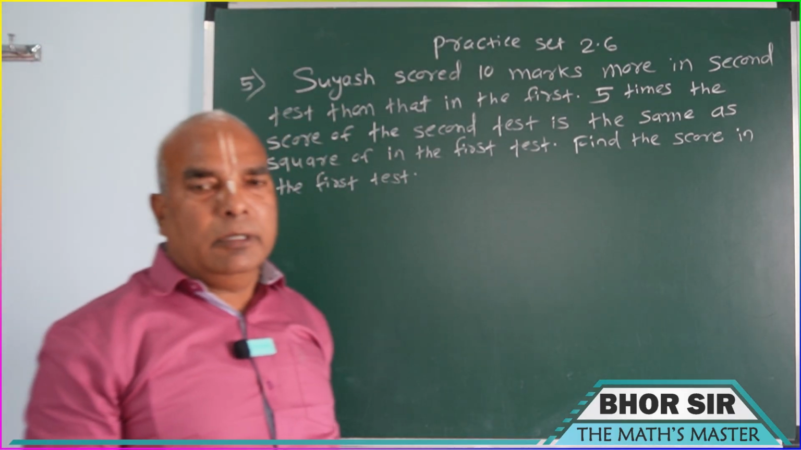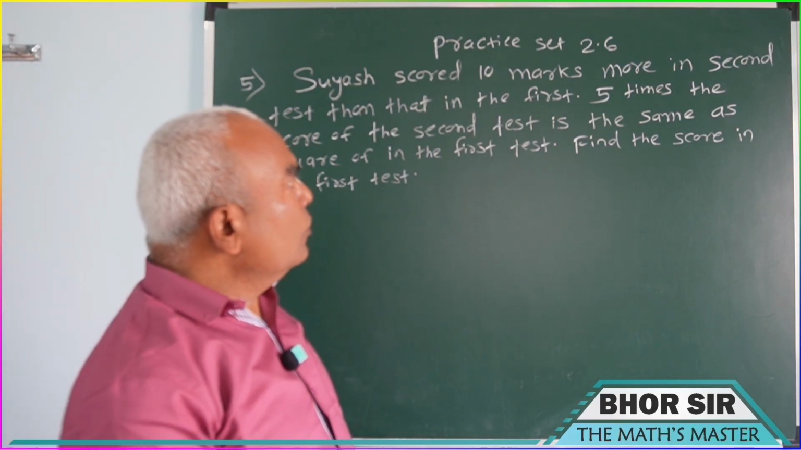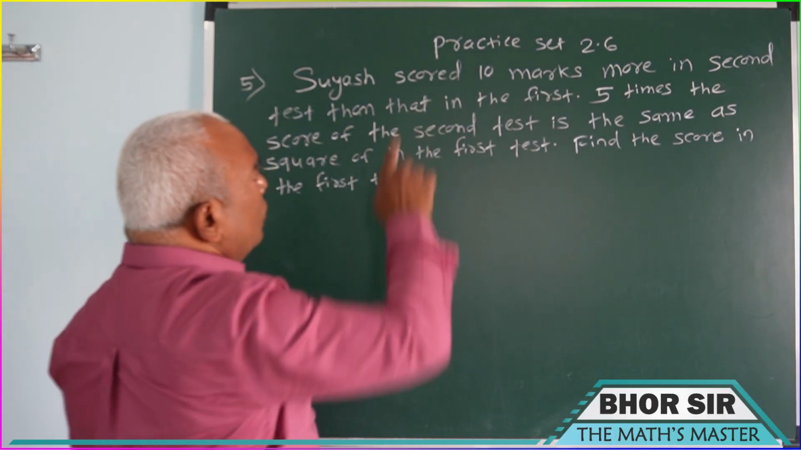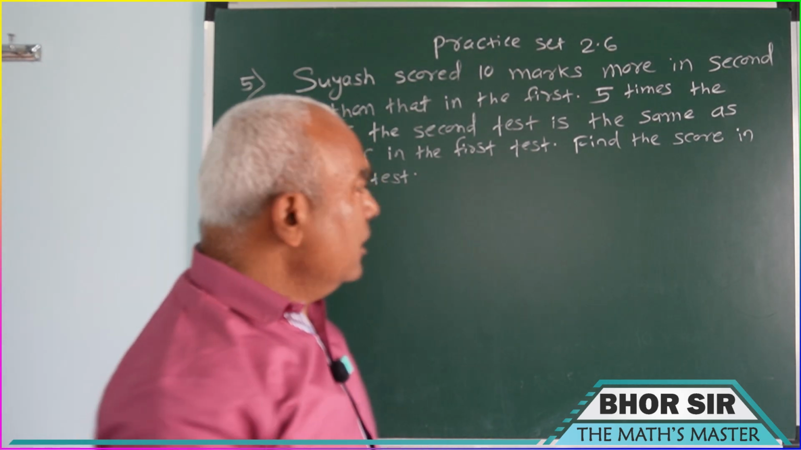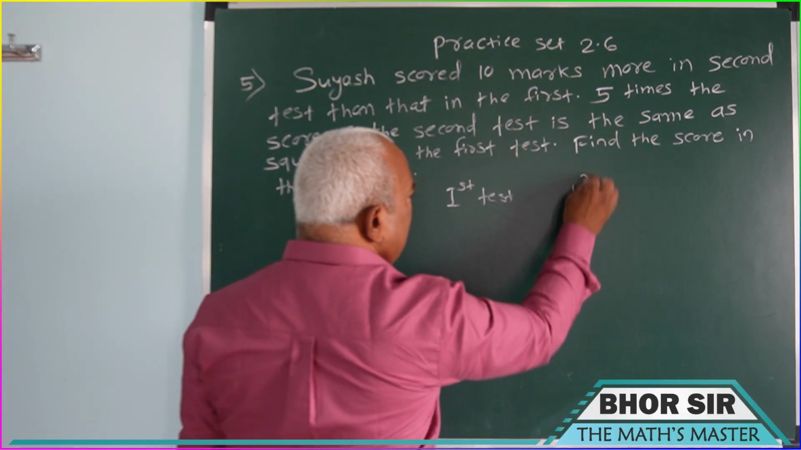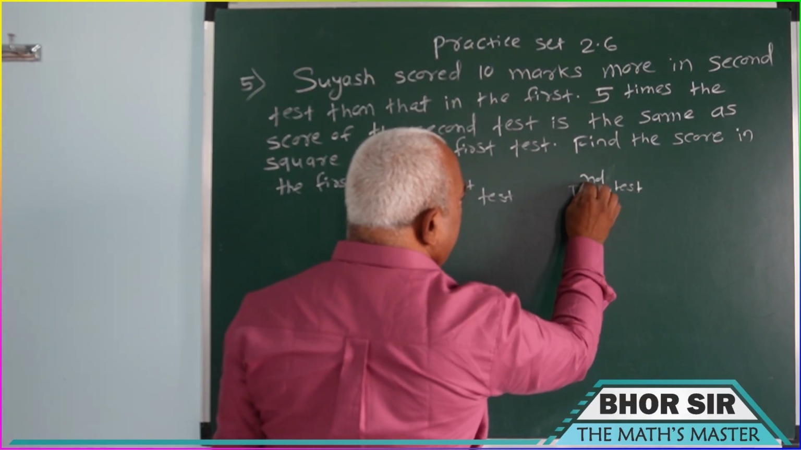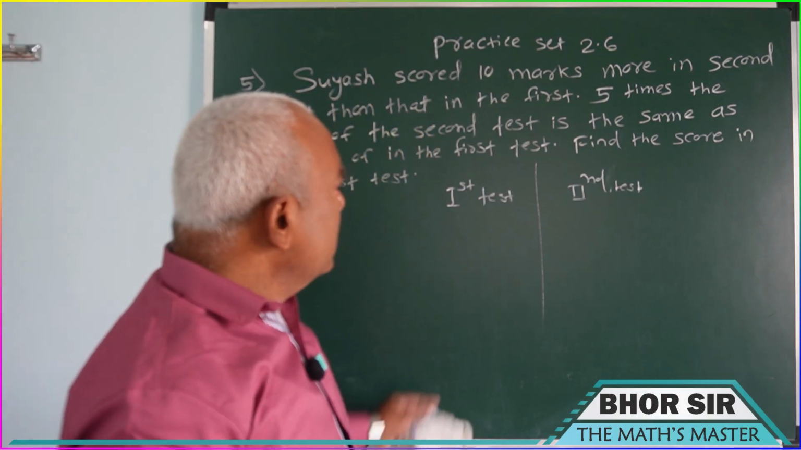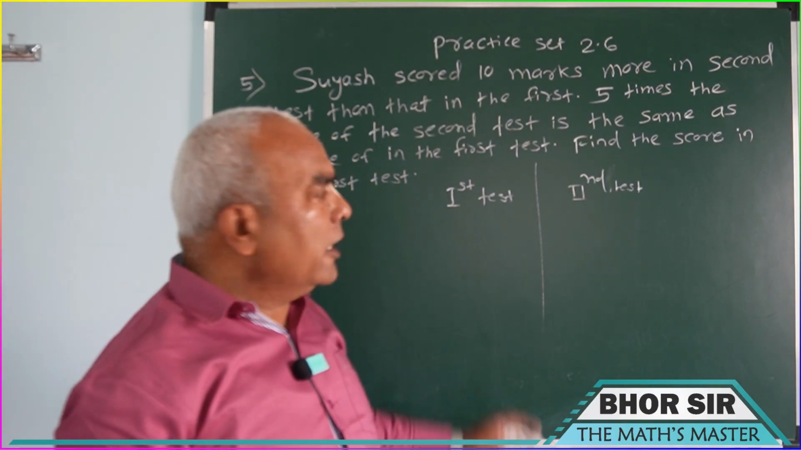Now, what is the meaning of the question? The first main thing is that you should know the meaning of the question correctly. Suya scored 10 marks more in the second test. At least you should understand this much: there are two tests, first test and second test. Now he scored some marks in the first test and some marks in the second test. What is the relation between those marks?